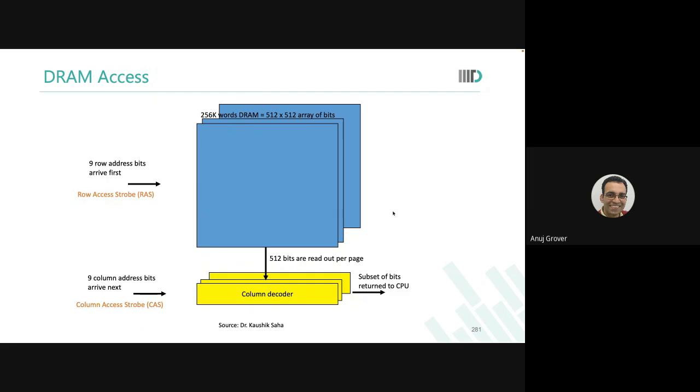If I send the RAS first, I have the data which needs to be sent forward. As soon as the CAS comes, I can send it across.